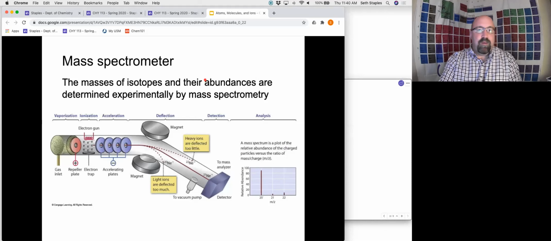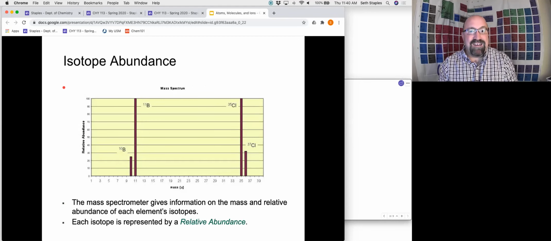We can use something that we call a mass spectrometer, a fairly complicated, usually pretty expensive instrument. But mass spectrometers can be used to actually separate different isotopes from each other. And using those, we can determine the masses of isotopes and their abundance by using mass spectrometry. By abundance, what we mean is that the amount of isotopes that exist is going to be different for every different element.